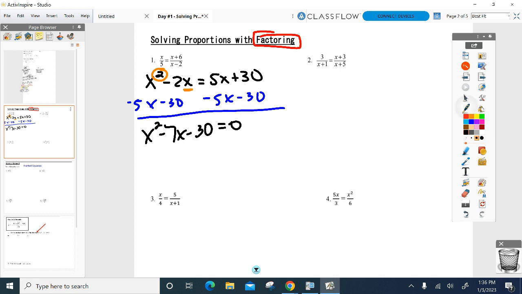I'm not going to show you a new method. This is the same method all year. Two numbers that add to -7, but at the same time multiply to -30. Get after it.